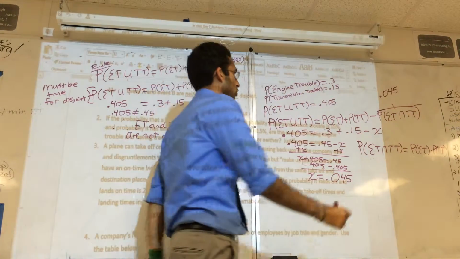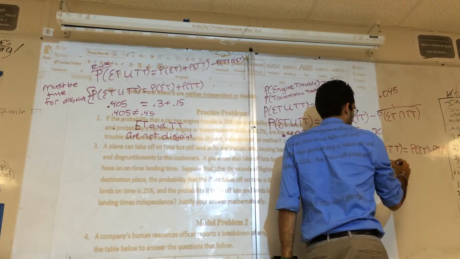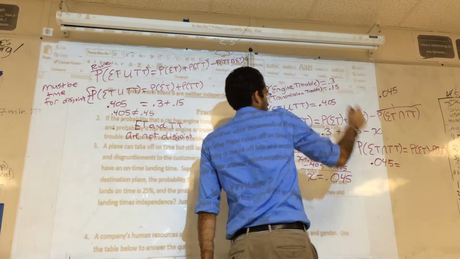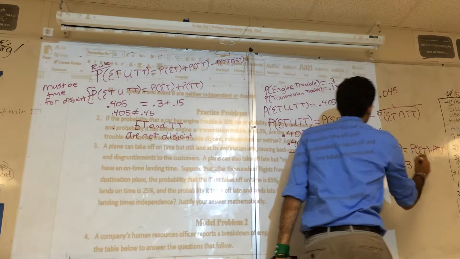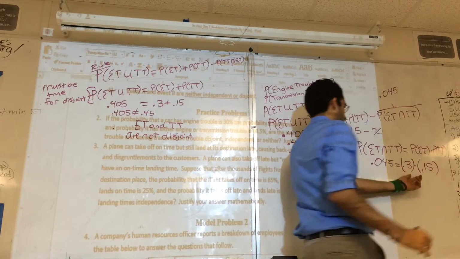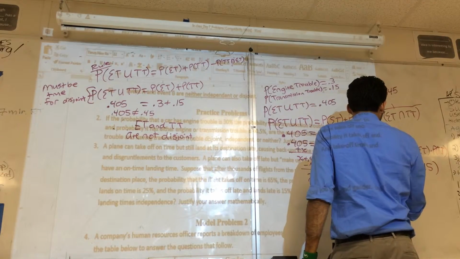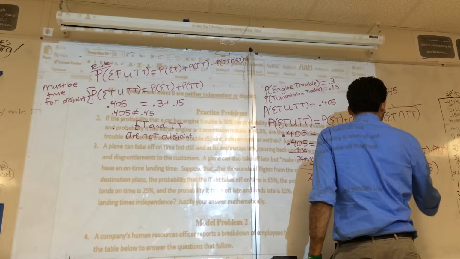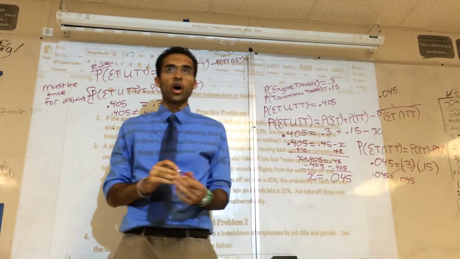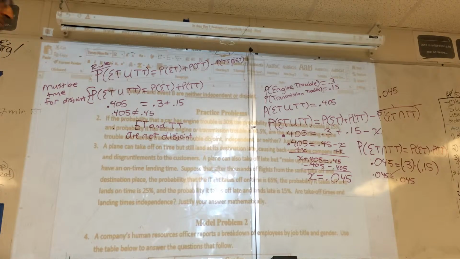This is a rule for independence that we just talked about, and we just verify the rule is true. This we just found is 0.045. Probability of engine trouble is 0.3. Probability of transmission trouble is 0.15. Do these equal each other? Yes, they do. 0.045 equals 0.045. Check it off. These two events are independent. Which is interesting in the real world.